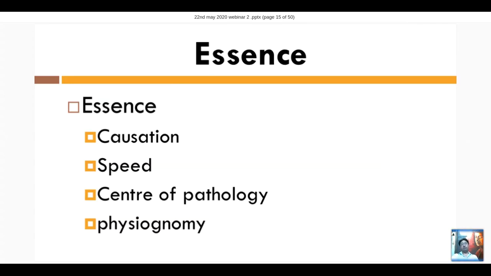and fourth, physiognomy. So what does he mean by that basically?